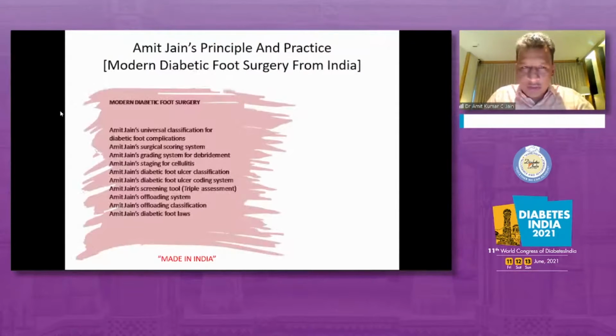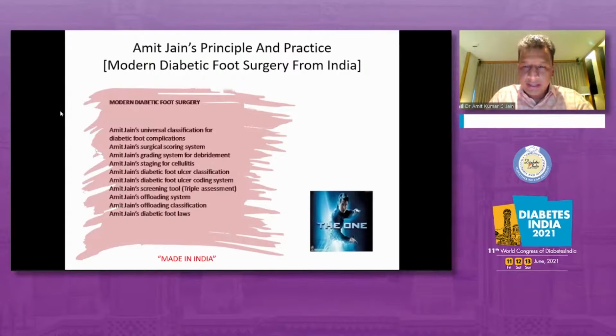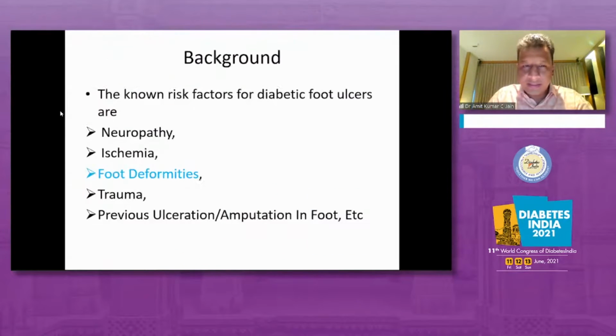For the people who are not aware, we are laying down the first principle and practice of diabetic foot in Indian literature over the last 100 years, which none of the specialties have. We have been working on the last 11 decades, and we have just completed in 2020. And this is the whole concept of the modern diabetic foot surgery, which is from India for the first time. And this paper is a continuation of this innovative work which we are doing, as it is the first such known principle in Indian literature.